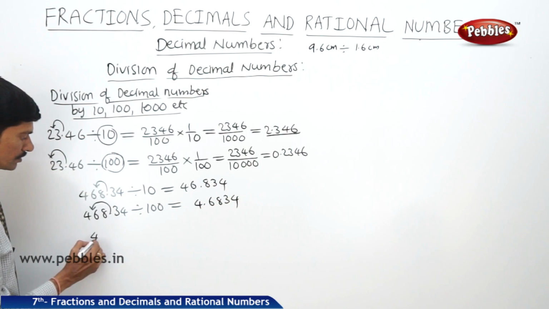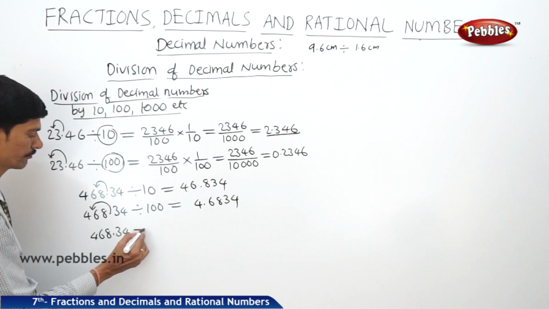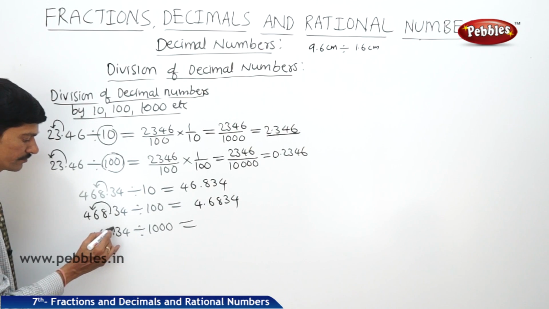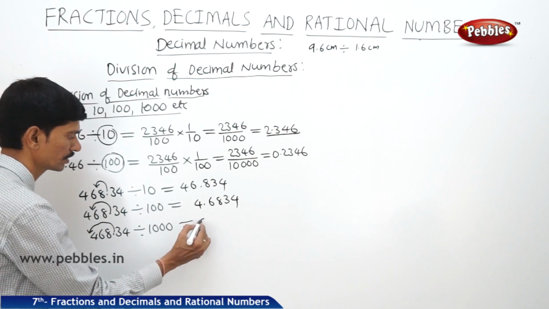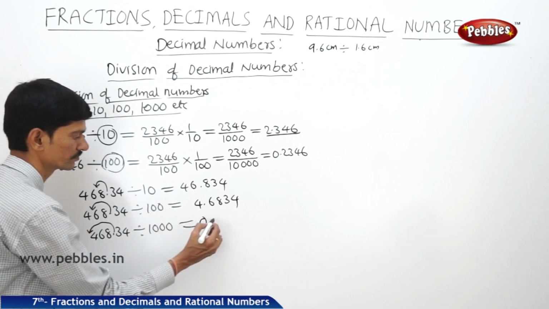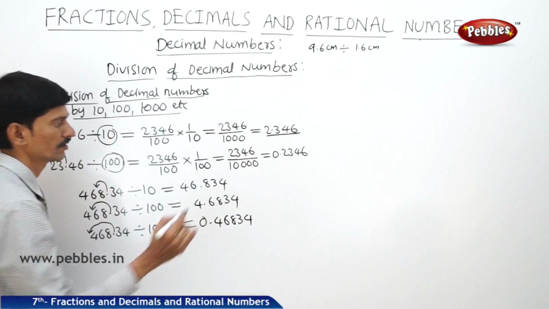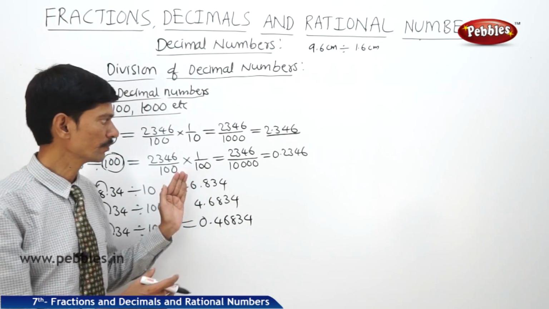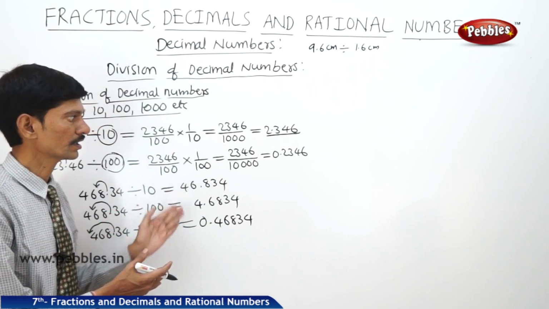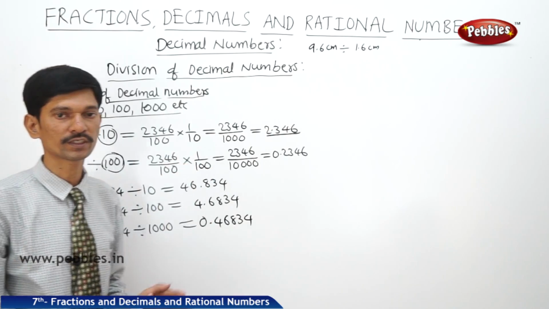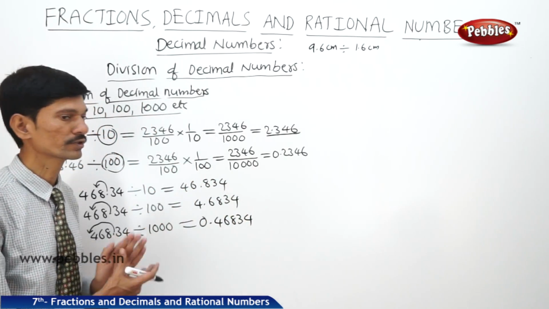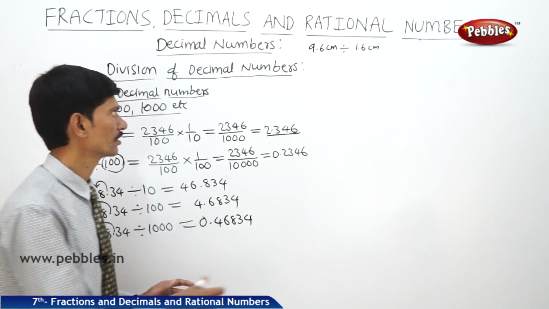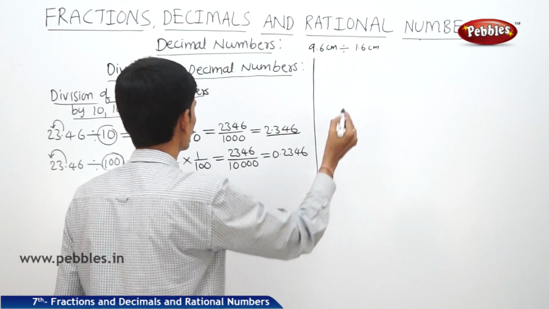So when 468.34 is divided by 1000, there are three zeros in the given number 1000, so the decimal point will be shifted three digits to the left. So then we get 0.46834. So when you multiply decimal numbers by numbers such as 10, 100, 1000, then the decimal point will be shifted to the right as many digits as there are zeros. When you divide decimal numbers by 10, 100, 1000, etc., then the decimal point will be shifted to the left as many digits as there are zeros. Now let's see the division of decimal numbers by whole numbers.